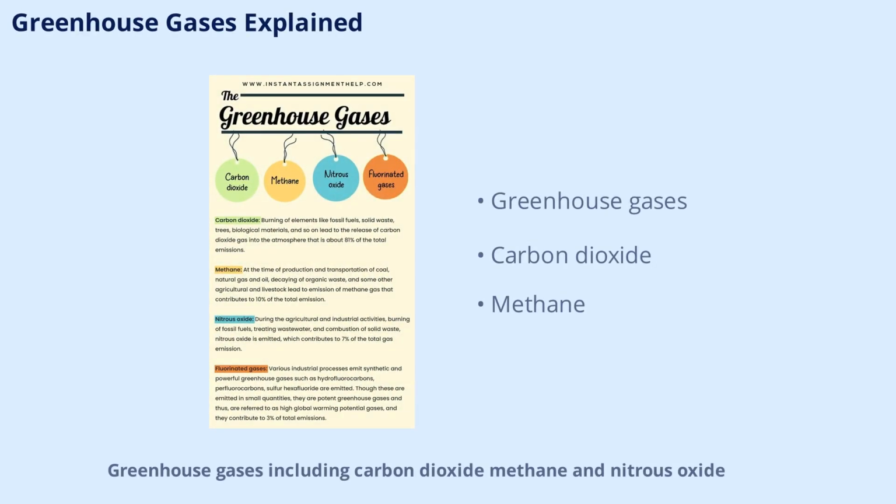Greenhouse gases, including carbon dioxide, methane, and nitrous oxide, play a crucial role in warming the lower atmosphere. Carbon dioxide is especially important because it stays in the atmosphere for over 100 years. Methane and nitrous oxide are even more potent, though they remain for shorter periods. Human activities have dramatically increased the levels of these gases, intensifying the greenhouse effect and driving global warming.